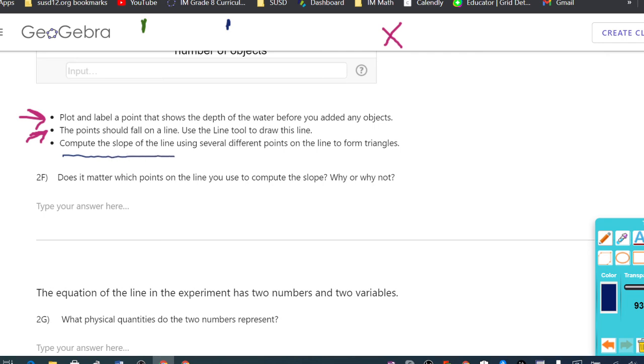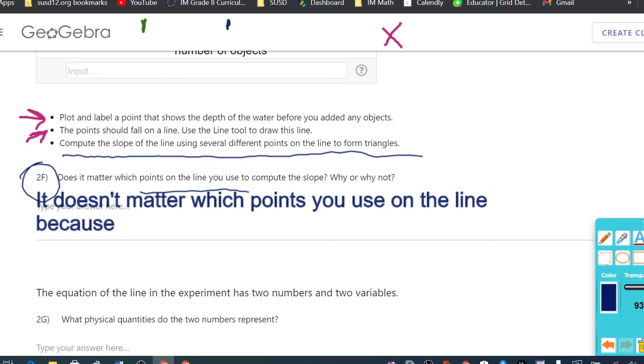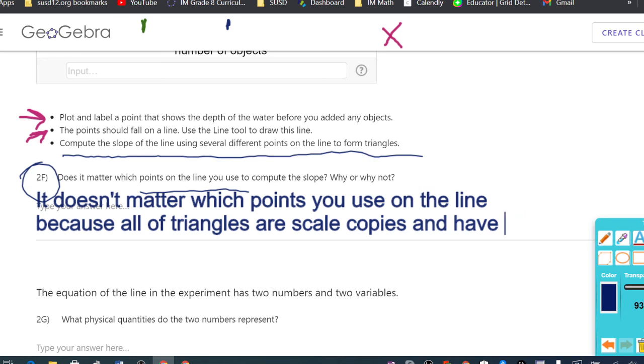So you did it. Compute the slope of the line using several different points on the line to form 2 triangles. Does it matter which points on the line you use to compute the slope? Why or why not? Let me help you with your answer. It doesn't matter which points you use on the line because all of the triangles are scale copies and have proportional side lengths.